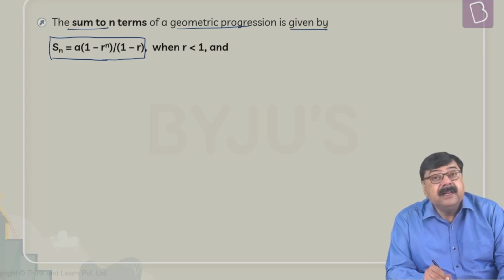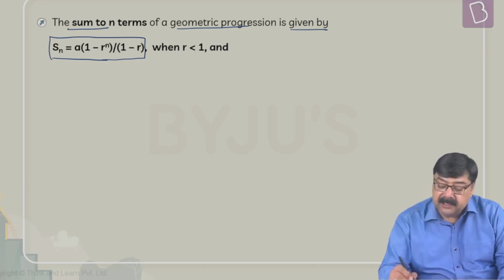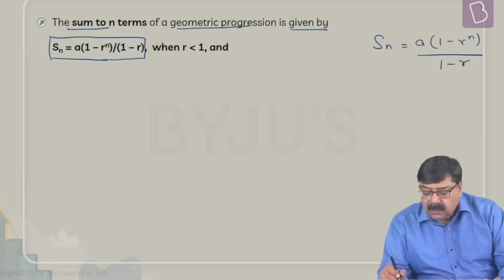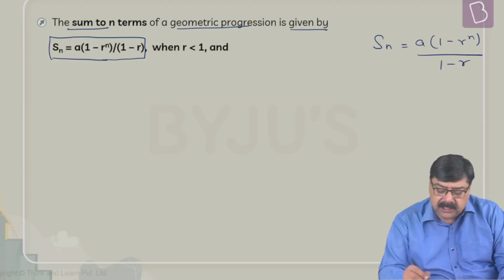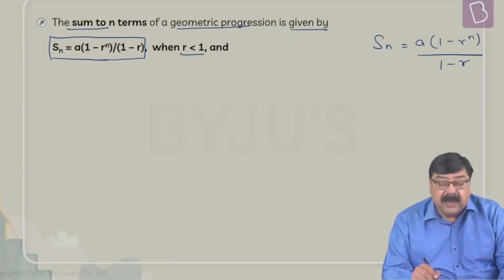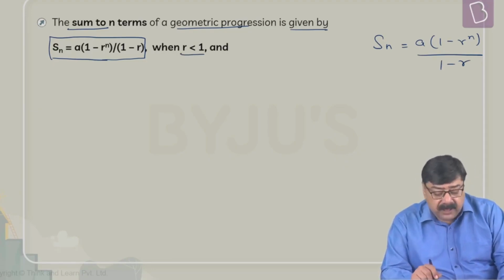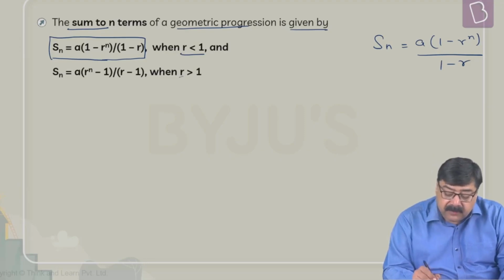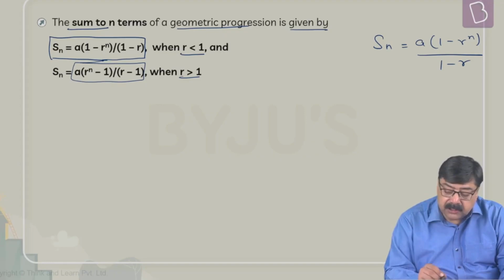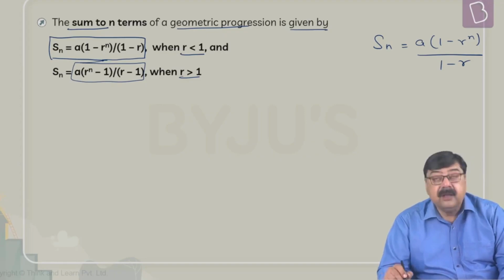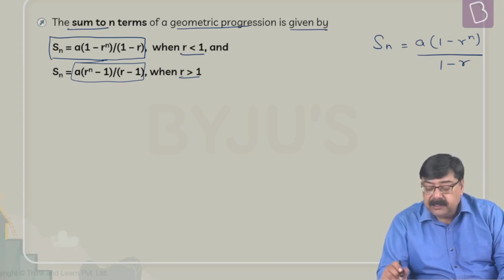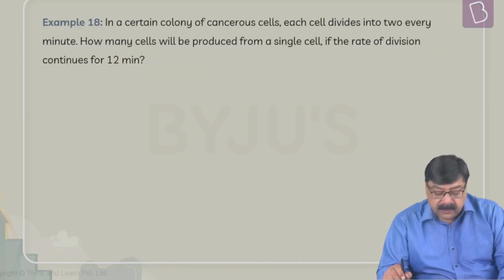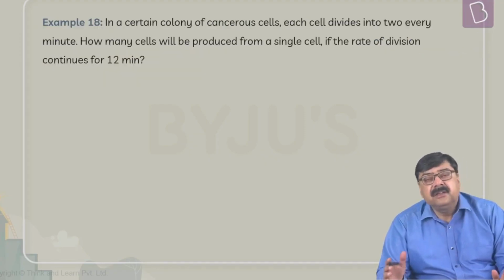Now the sum to n terms of a geometric progression is given by Sn equals A into 1 minus R raised to n divided by 1 minus R. So this is how it appears. Now obviously we do not want a negative value here. So this formula shall be for the values of R which is less than 1, and for the values of R which are greater than 1, you can just reverse the order in which Rn and 1 are written in the numerator and in the denominator.